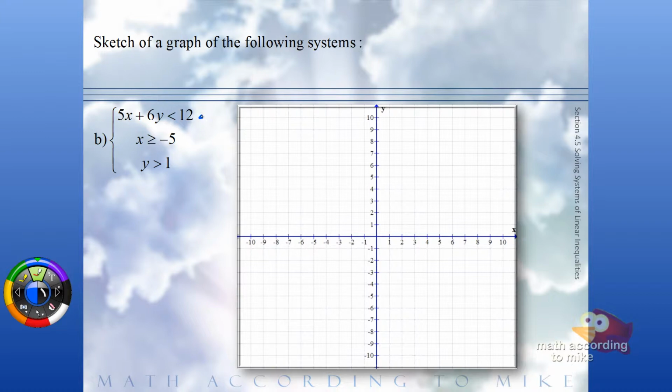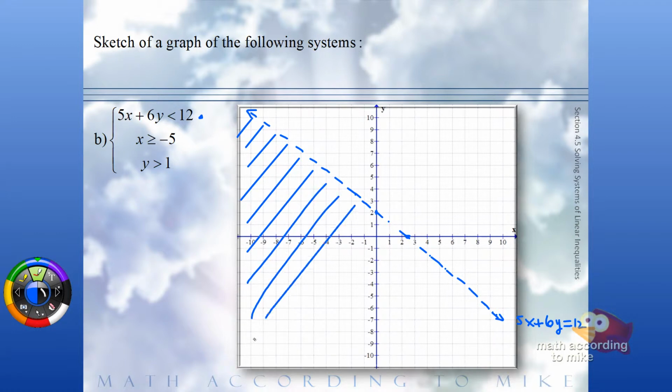First one in blue. X-intercept, 12/5. Just over 2. Y-intercept, 2. Dotted line. Label. Shade. We're going to shade below. 0, 0 is below the line. 0, 0 made it true. Shade below.